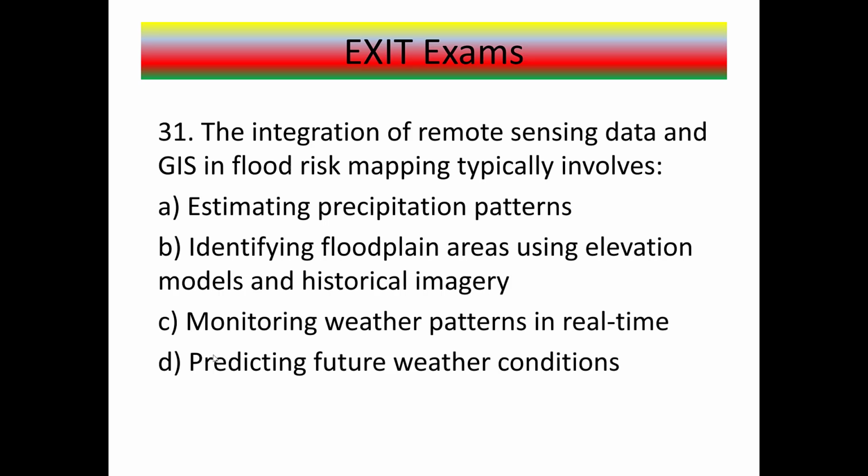Question number 31. The integration of remote sensing data and GIS in flood risk mapping typically involves: A. estimating precipitation patterns, B. identifying floodplain areas using elevation models and historical imagery, C. monitoring weather patterns in real time to predict future weather conditions. So it typically involves identifying floodplain areas using elevation models and historical imagery, which is a prerequisite for modeling in GIS flood risk mapping. So this is the primary focus in order to map flood hazards and risks of a certain area. So this is what we have today.